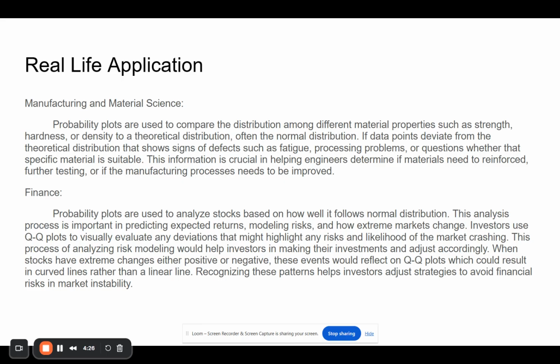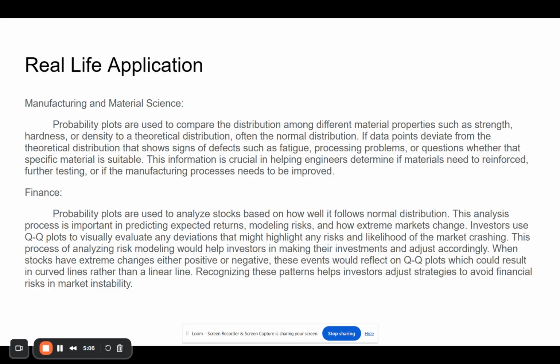Another example of this is in finance. Probability plots are used to predict if stock returns will follow a normal distribution. This is important for investors because stock returns, their expected returns, their risk assessments, and a knowledge of how extreme the market could increase or decrease, it helps them determine this. And they will use QQ plots as a way to visualize any deviations that might indicate a risk of a potential market crash.